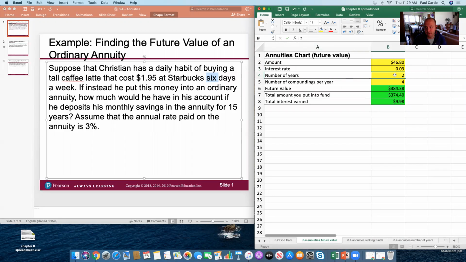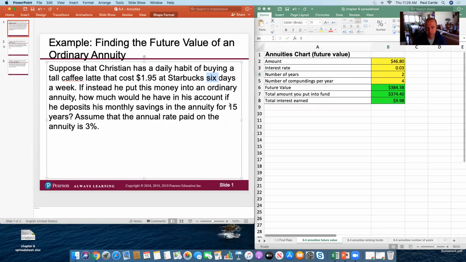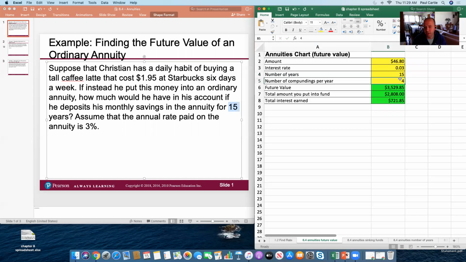The number of years is not 2. The number of years is 15. So we're going to change the 2 to a 15. The number of compoundings per year: how often is he making that deposit? It says he's doing it monthly. So we're going to change that 4 to a 12.